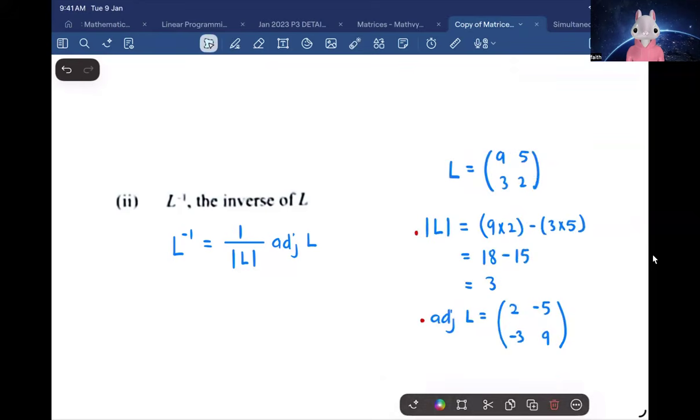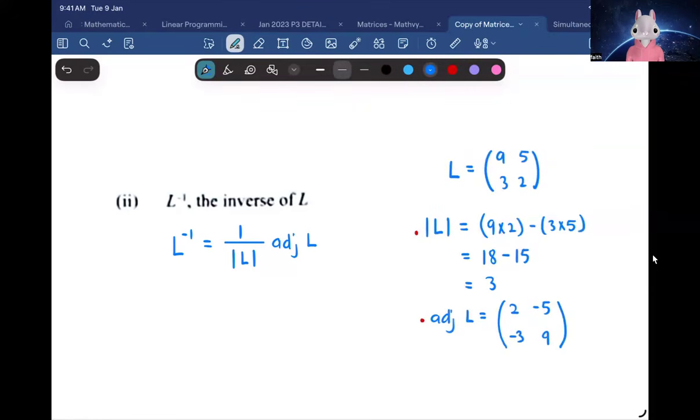Right, so Faith, let's continue. Now 1 over the determinant. What did we find the determinant to be? 3. Right, so I'm going to write 1 all over 3, because it's 1 over the determinant, by the adjoint. My adjoint is what?